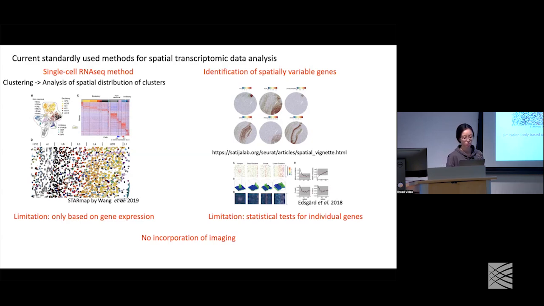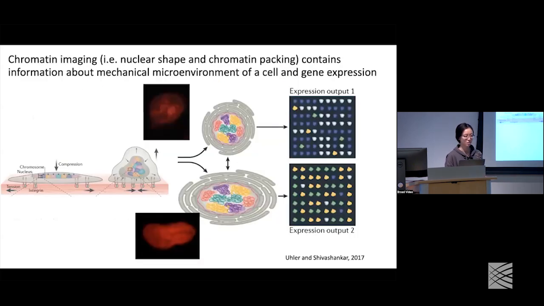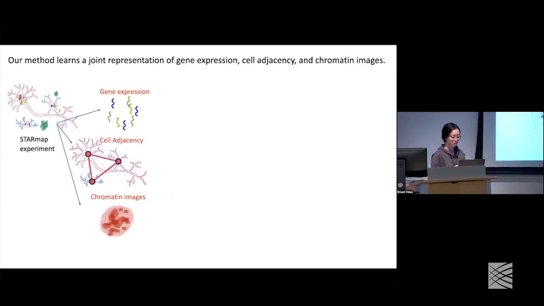Additionally, we also want to take into account chromatin imaging, because chromatin imaging tells us a lot about the mechanical microenvironment of cells. In fact, our collaborator has a previous study that showed that if you change the size of the cell in a particular way, and hence change the chromatin morphology of the cell, the gene expression of that cell always changes in a very predictable manner. Because chromatin imaging is also informative, we take into account all 3 modalities in our method: the gene expression, the cell adjacency, and the chromatin images.